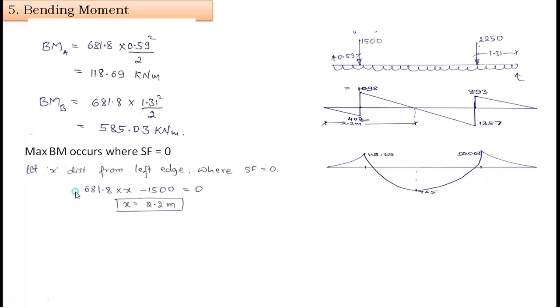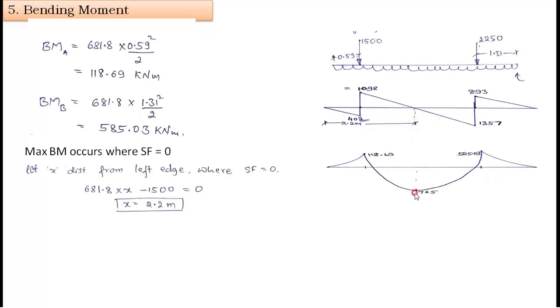Then what is the shear force at that point? I will consider the left part of the beam, and in the left part of the beam we have two forces. One is 1500 downward, and upward this much of UDL. That UDL is 681.8 into X, an upward force, and minus 1500 kilonewton is a downward force. Then I will get X equal to 2.2 meter. What it means is that at 2.2 meter from the left end of the beam, you will get a shear force equal to 0.